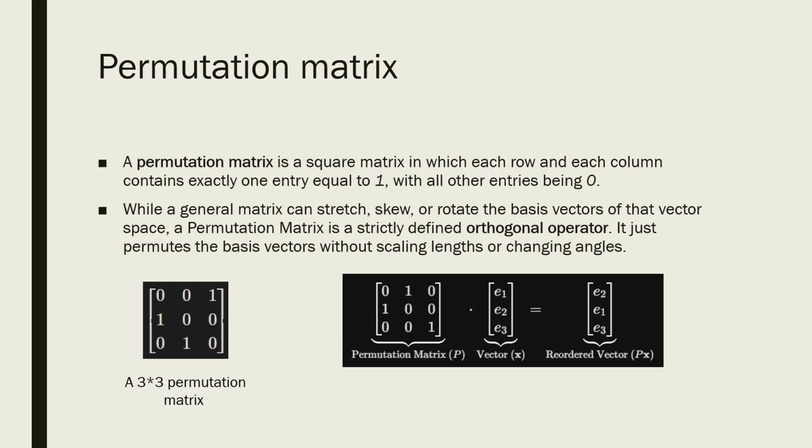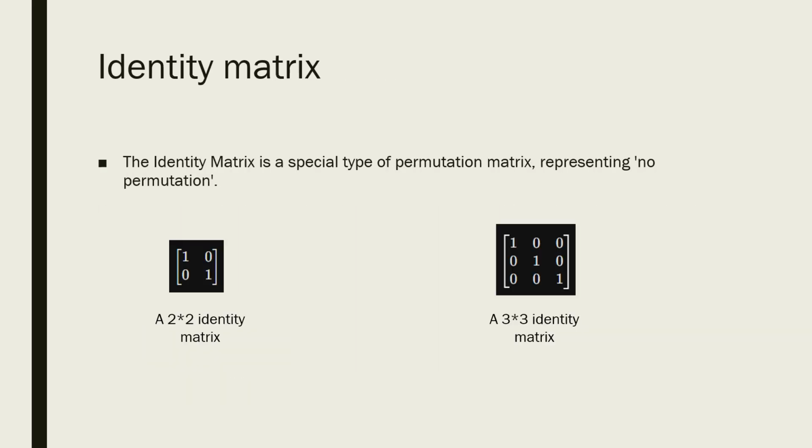Today we focus on a special subclass, the permutation matrix. Unlike general matrices, a permutation matrix is a square matrix where each row and each column contains exactly one entry equal to 1, with all other entries being 0. Its function is pure and simple. It permutes basis vectors without changing their length or angles. The identity matrix is a special type of permutation matrix representing no permutation.